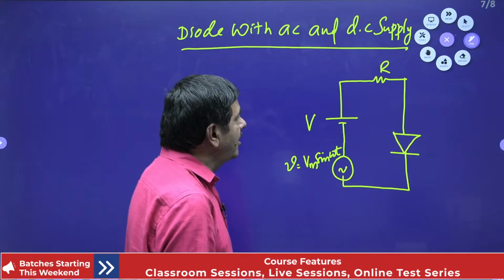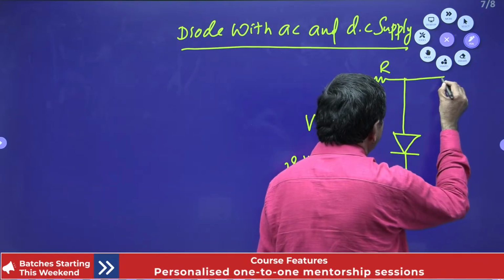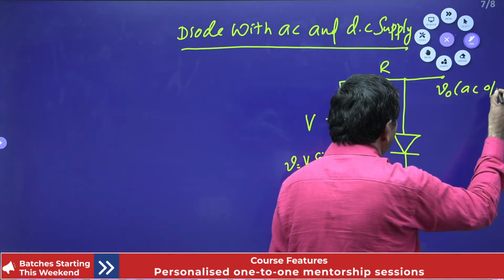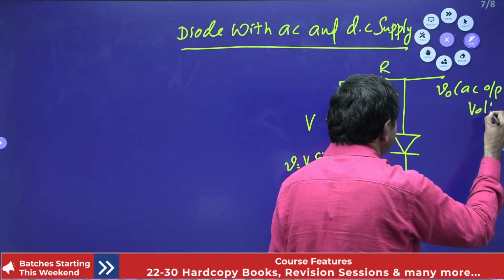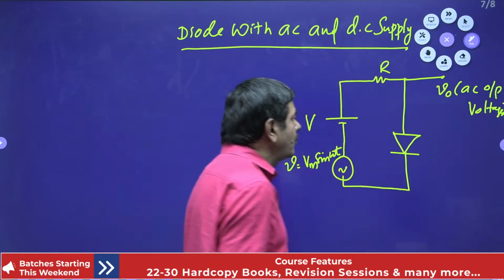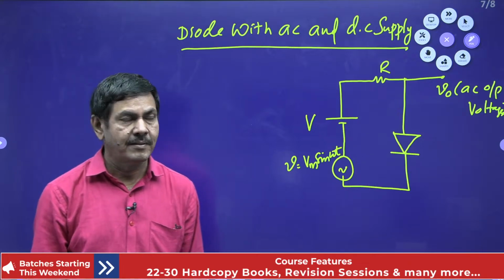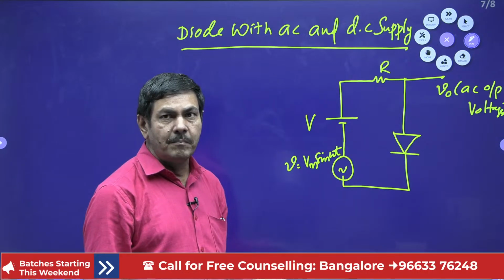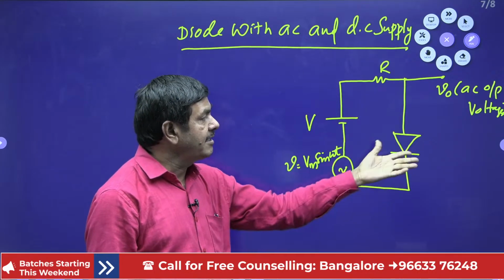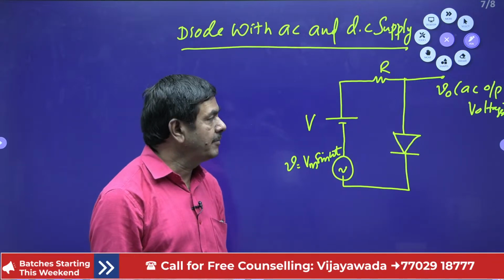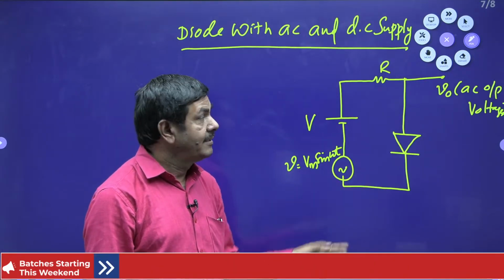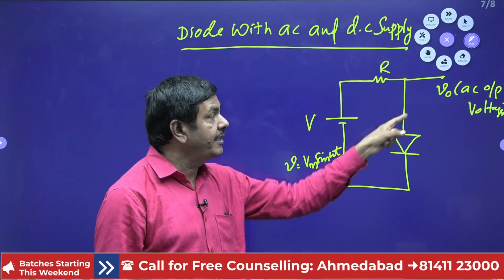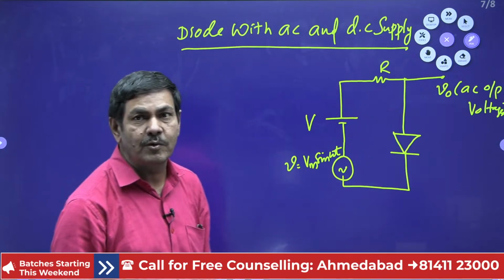In the problem you will be asked to find the AC output voltage. V0 is the AC output voltage required. How do we find it? V0 is nothing but the voltage across this diode. But don't say V0 is 0.7 for silicon, 0.3 for germanium. That is under DC analysis. This is under AC analysis. When DC and AC are both given, finding the AC output voltage is more important.